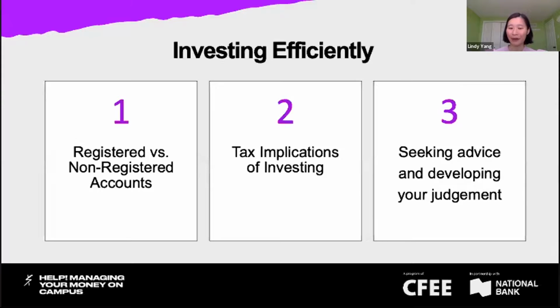When it comes to investment accounts, there are 2 general types. We'll review the differences between registered and non-registered investment accounts. Then we'll focus on some specific account types, in particular, TFSAs, tax-free savings accounts, and RRSPs, registered retirement savings plans. Both accounts offer tax advantages to help you reach your savings goals. And if you can afford it, it's a good strategy to contribute as much as you can to both. We'll also look at how non-registered accounts can take away from your returns because you have to pay taxes. Finally, we'll discuss seeking advice and how to develop your judgment to make better money decisions.